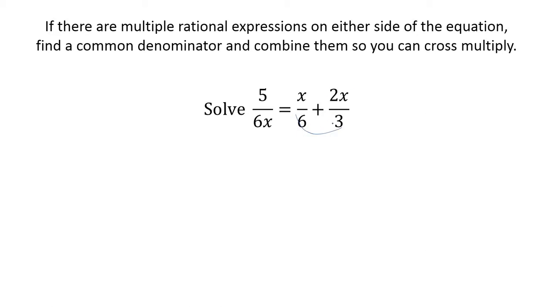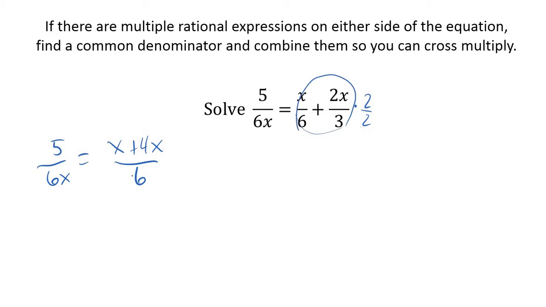So let's get a common denominator over here. It's going to be 6. And so x over 6 is fine. I need to multiply this one by 2 over 2. And so let me rewrite. So I've got 5 over 6x equals x plus 4x over 6. Can you see what I just did? I just combined this side right here into a single fraction.